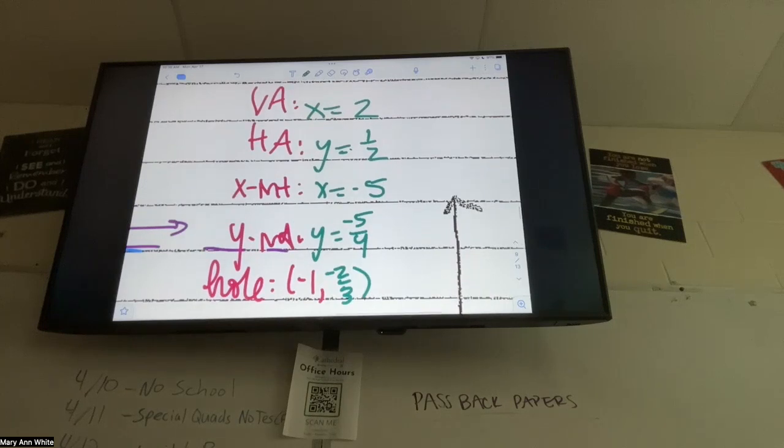I think I have all my asymptotes and intercepts put on the board correctly, so go ahead and try those. Once you believe you have those, go ahead and graph them. Does anyone have any questions or did I do anything wrong?